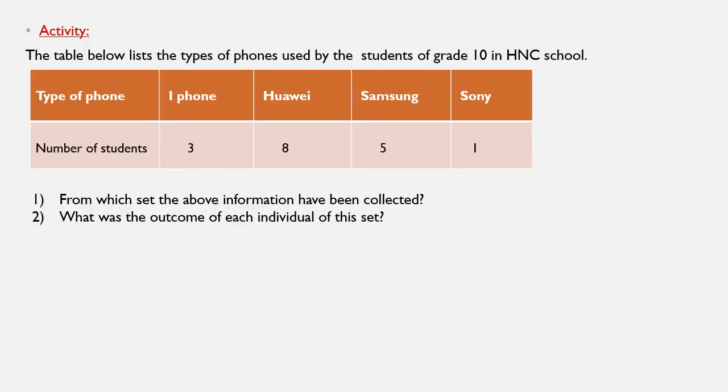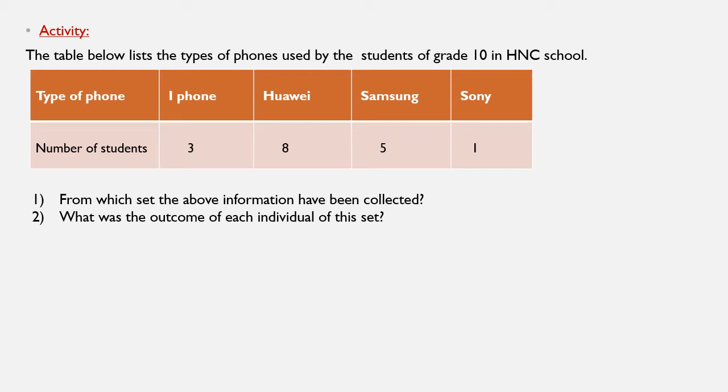I am going to start explaining the lesson with a small activity. In this activity we have a table which lists the types of phones used by the students of grade 10 in HNC school. As you notice, the table is made up of two rows. In the first row we have the type of phone used, which may be iPhone, Huawei, Samsung or Sony. In the second row we have the number of students. So here we have 3 students using iPhone, 8 students using Huawei, 5 students using Samsung, and 1 student using Sony.